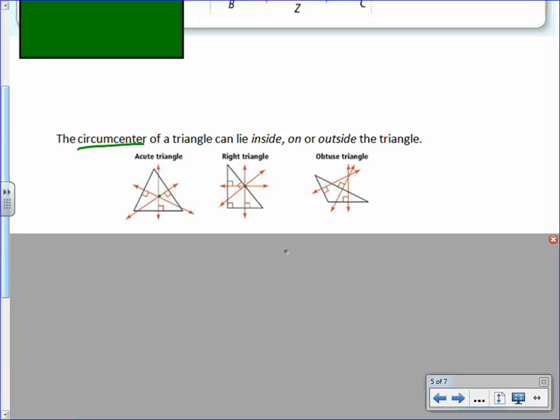And then an obtuse triangle, they'll actually intersect outside of the triangle, but they'll still be equidistant from each of the points. So that's going to be the same as that. It's going to be the same as that. So that's a unique thing from Theorem 5.6.